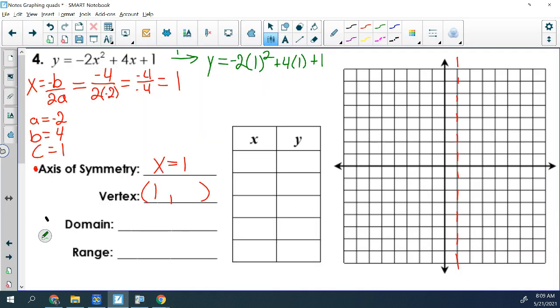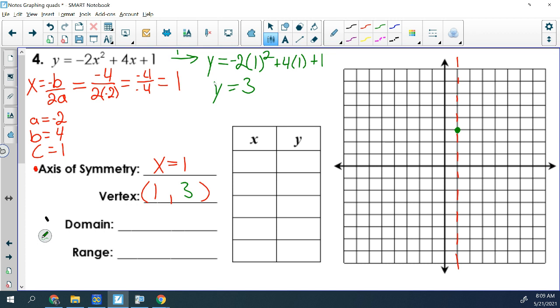So what I just found is that y equals 3, and that is the missing value for my vertex. My vertex is a point on the graph. This says over 1, up 3. So my vertex is right here, over 1, up 3. That's my vertex right there, one of the most important pieces of our graphs of quadratics.